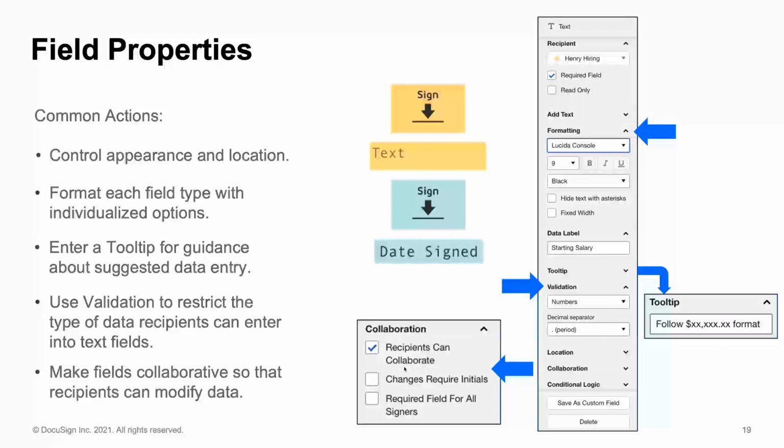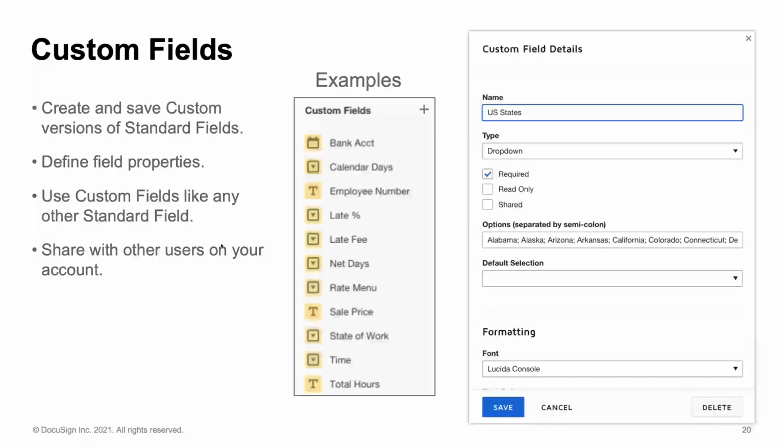So in addition to the standard fields that come with your DocuSign account, you can also create custom fields. Now, custom fields are just manipulated or customized versions of standard fields. Creating a custom field will be helpful so that you won't have to go through all of those property customizations every time you want to use that field.